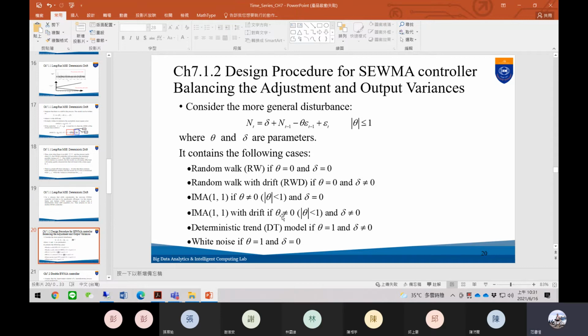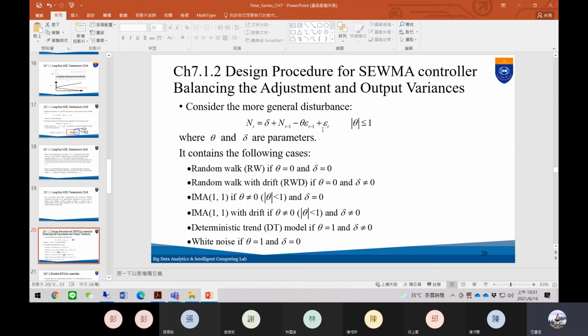And if theta is not equal to 0, its actual value is less than 1, and delta is not equal to 0, then this is IMA with drift. If delta is not equal to 0 with drift and theta equal to 1, it's going to cancel out. It's close to 0.